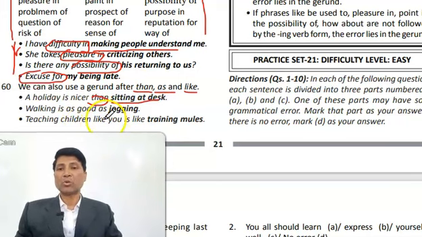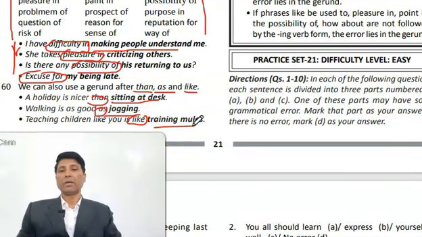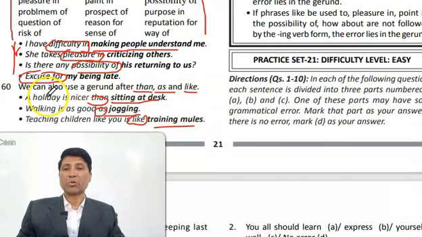Walking is as good as jogging. So here jogging is coming after as. And teaching children like you is like training mules. So here a gerund is coming after like. So this rule says that a gerund can be used after than, as, and like.